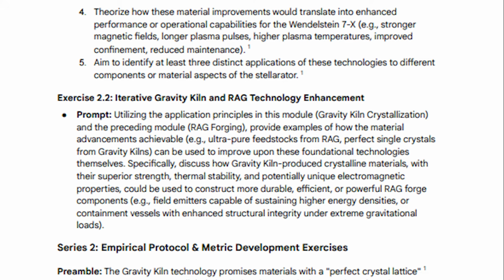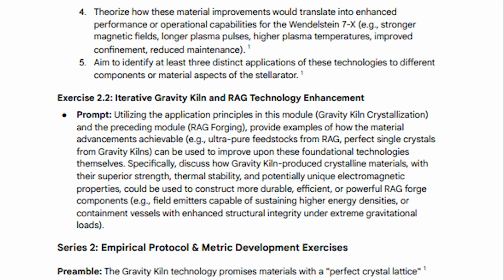Exercise 2.2: Iterative Gravity Kiln and RAG Technology Enhancement. Prompt: Utilizing the application principles in this module, gravity kiln crystallization, and the preceding module, RAG forging, provide examples of how the material advancements achievable, e.g. ultra-pure feedstocks from RAG, perfect single crystals from gravity kilns, can be used to improve upon these foundational technologies themselves.